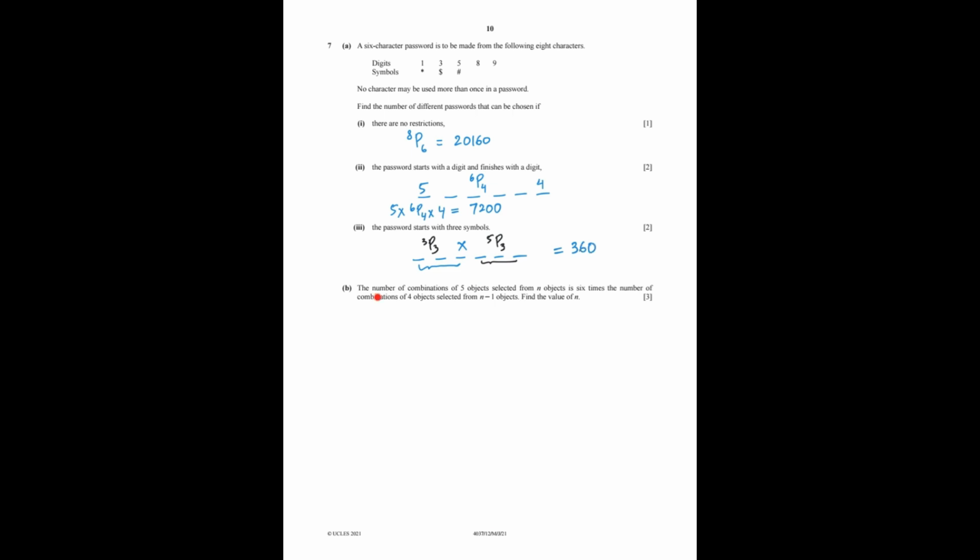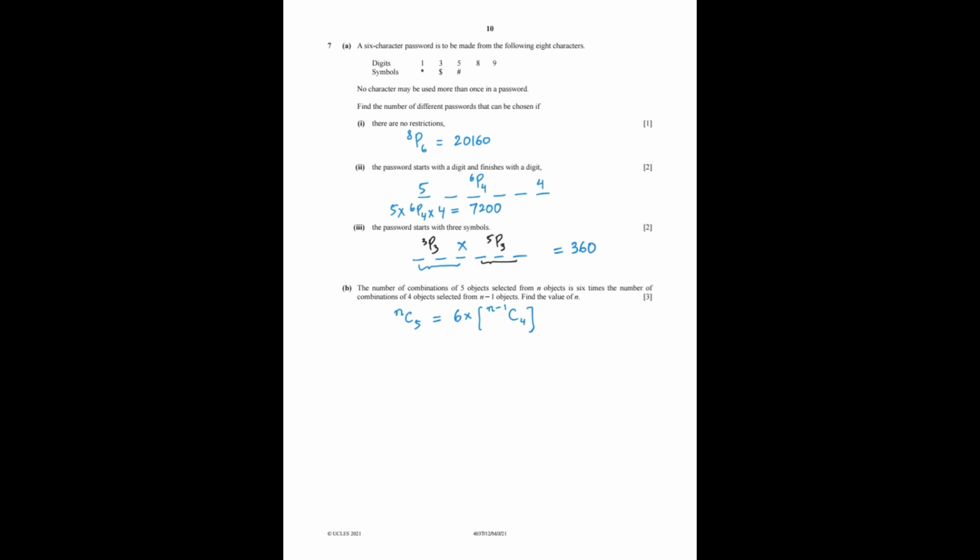Alright, for the last one, the number of combinations of 5 objects selected from n objects is 6 times the number of combinations of 4 objects selected from n minus 1 objects. Find the value of n. Alright, so we can say that nC5 is 6 times the number of combinations of 4 objects selected from n minus 1, n minus 1 C 4.